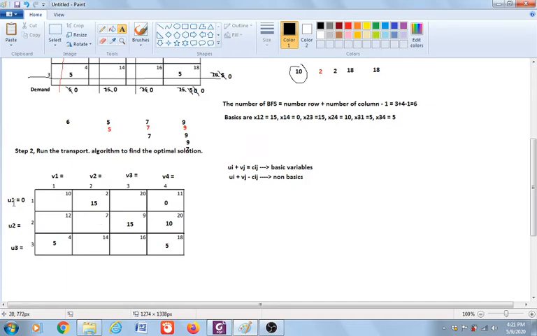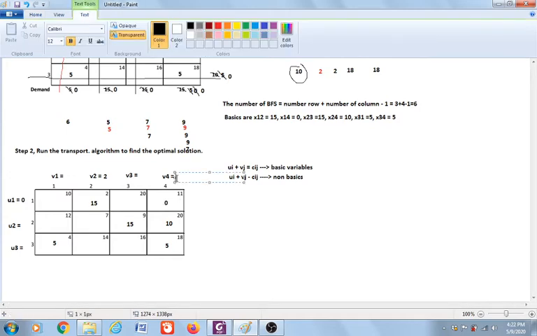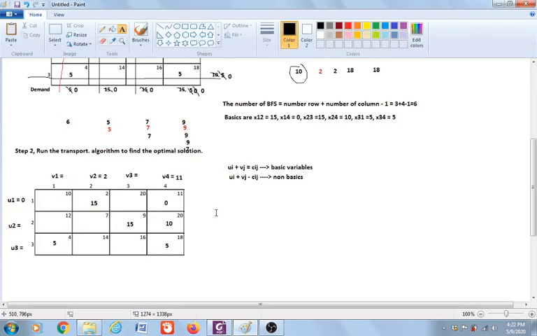So we have u1 is 0, and we have 2 over here. So u plus v must be equal to 2. So u1 is 0, so v2 must be equal to 2. Okay, so we can calculate v4. So u1 is 0, v4 is unknown, the cost is 11. So 0 plus what equals 11? So v4 is 11.